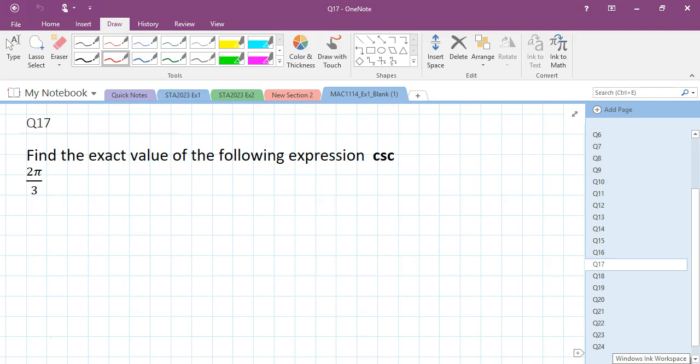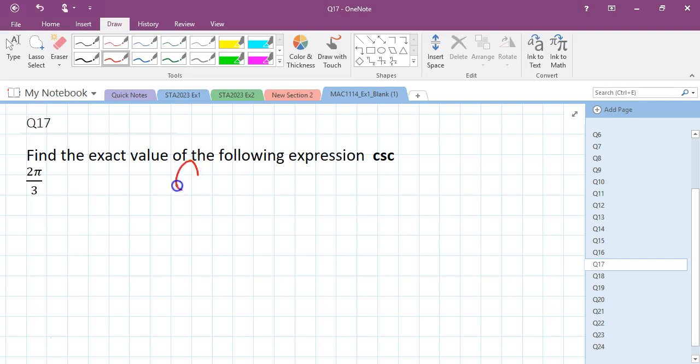All right, number 17. So we're doing the same thing again. Express cosecant of 2 pi over 3. So 2 pi over 3, first thing, let's figure out what quadrant it is. It's going to be in the second quadrant again, because 2 divided by 3 is 0.6 repeating, and that is between 0.5 and 1, which is quadrant 2.